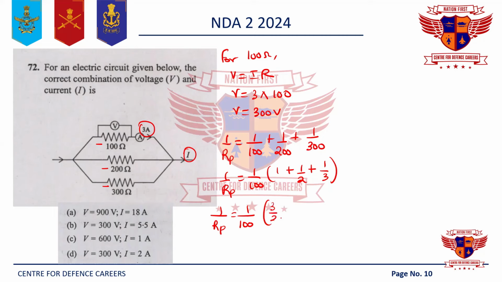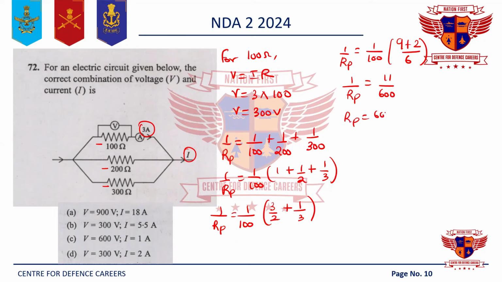So I get 1 upon Rp equal to 1 upon 100 times 3 by 2 plus 1 by 3. So we get 1 upon Rp equal to 1 upon 100 times 9 plus 2 divided by 6. So I get 1 upon Rp equal to 11 upon 600. So Rp will be equal to 600 ohm divided by 11. Okay, so this is the total resistance.